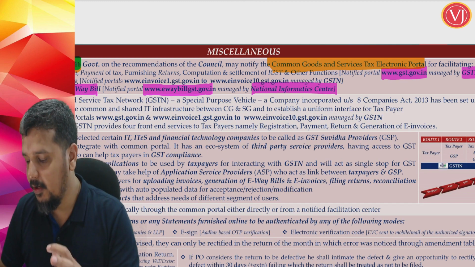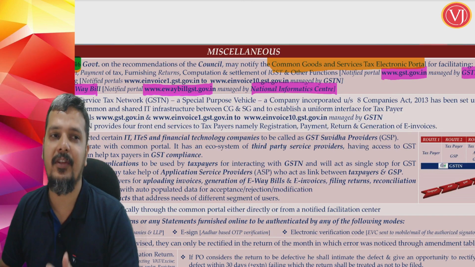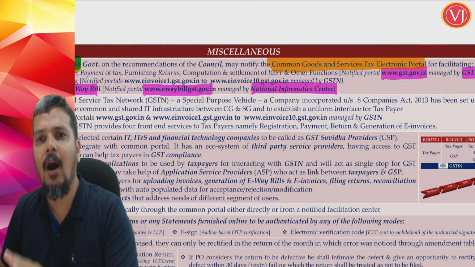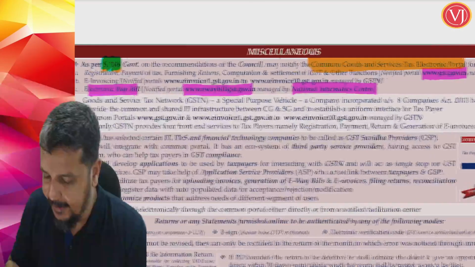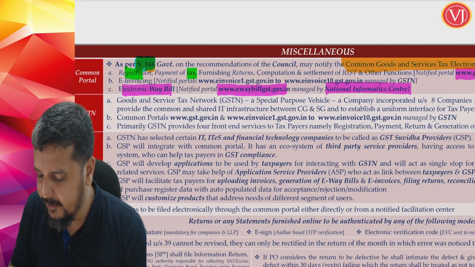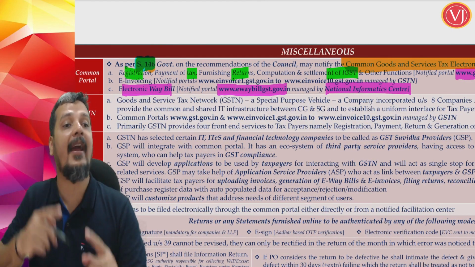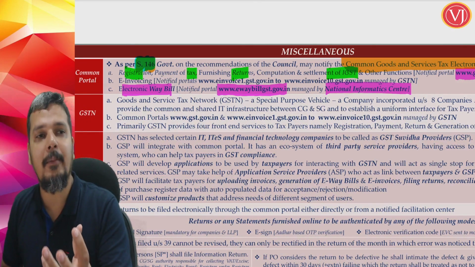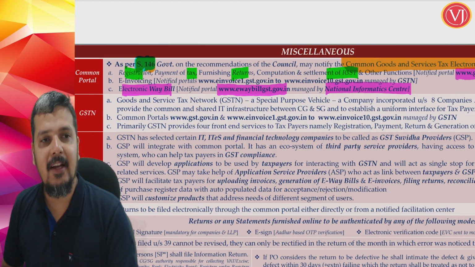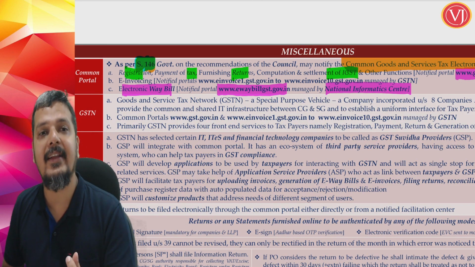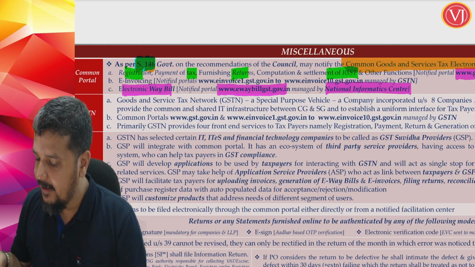Now, what work does your normal GST portal do? Your normal GST portal, which is www.gst.gov.in, will do all the basic work, starting from taking registration, paying the taxes, filing the returns, computation and settlement of IGST, which happens at the back end. IGST fully does not belong to the central government. Part of the revenue will be taken by the central government and part will be given to the states where the goods or services are consumed, the destination states, and other functions.